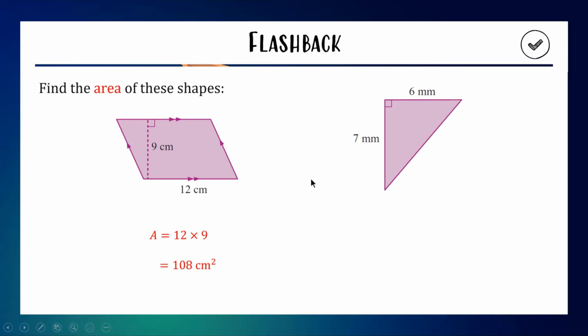And over on the right, we've got our triangle. As we saw, the area of a triangle is we multiply the base and the height, and then we cut our answer in half. So we're going to be doing 6 times 7, and then we're going to halve our answer. So 6 times 7 is 42. If we cut that in half, we get 21. Or another way you could have done that is you could have halved the 6 to make it a 3, and then 3 times 7 is also 21. So either way, we get 21 square millimeters as our area.